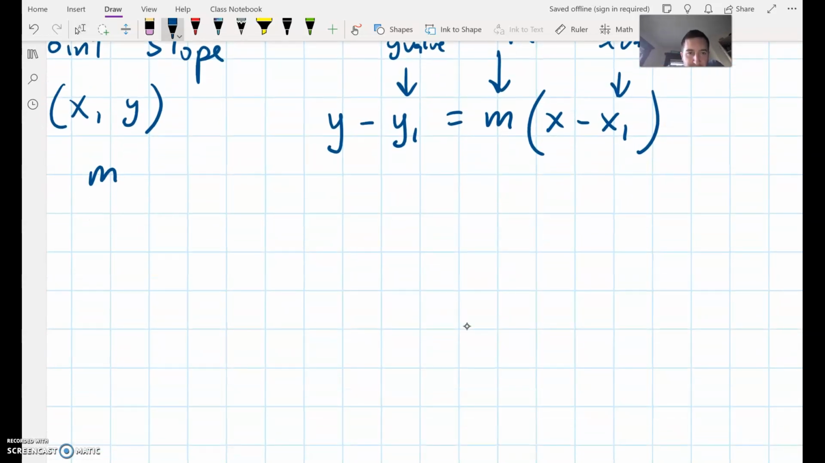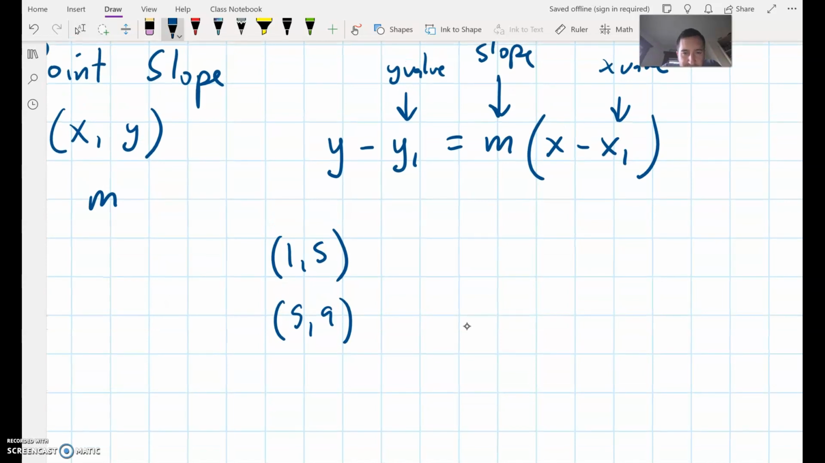So let me show you what I mean. If somebody gave me 2 points and they said, make the equation of the line, let's say, that connects the points 1, 5, and 5, 9. Make a line that connects those. Okay, well, I need the equation first, so I need to find my slope. So to find my slope, I do my difference between my two y values, so 9 minus 5, divided by the difference between my x values, 5 minus 1. 9 minus 5 is 4, 5 minus 1 is 4. So hey, my slope is 1.